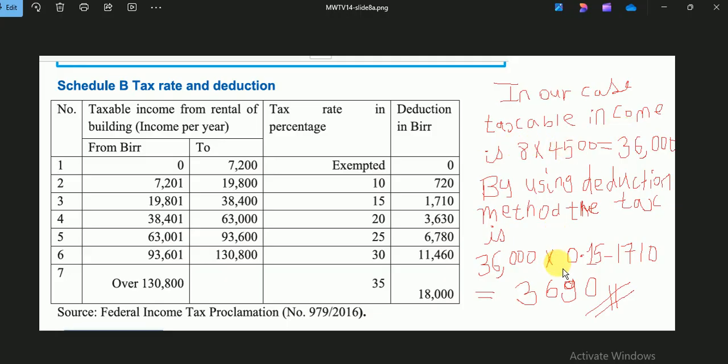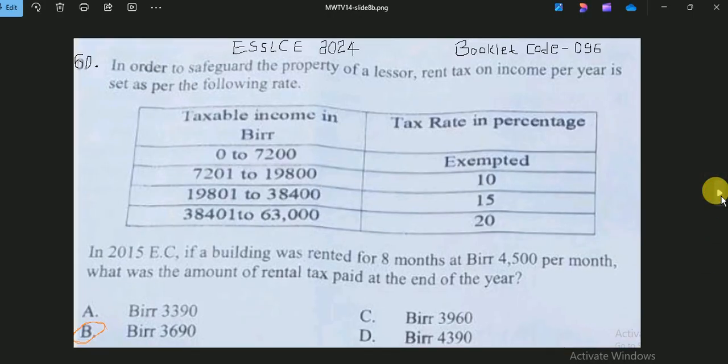Taxable income times tax rate minus deduction የተቀመጠ አለ እዚህ ጋር። ለዚህ ሬንጅ የተቀመጠው 36000 ማለት it is in the third class, so the deduction is 1710. We apply this formula: taxable income times the tax rate for the class, 15%, minus deduction. When you calculate this, we get 3690, so the answer is B.